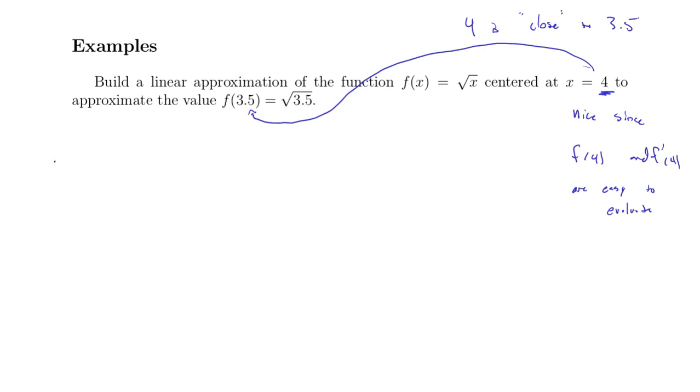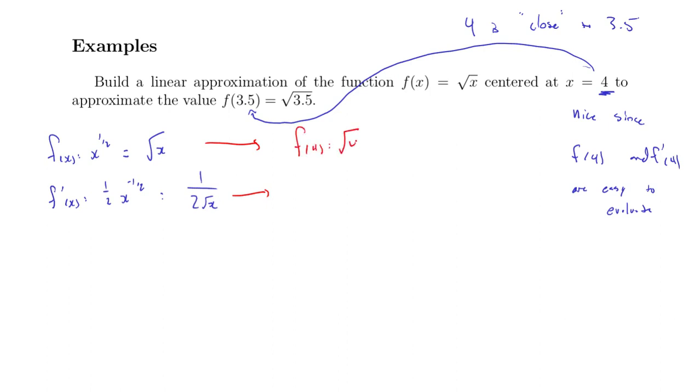We need the function. I'm going to call that x to the half, or the square root of x. We need the derivative. That should be pretty easy by now. This is 1 over 2 root x. We need to evaluate these things at 4. That's the square root of 4. It's 2. I know what that is. F prime of 4, that's 1 over 2 square root 4. That's 1 over 2 times 2. So that's a fourth.